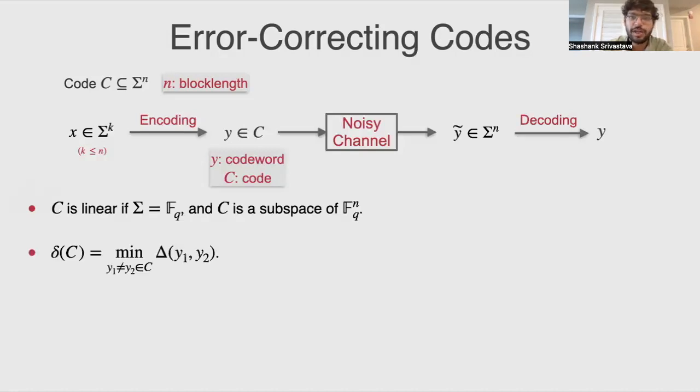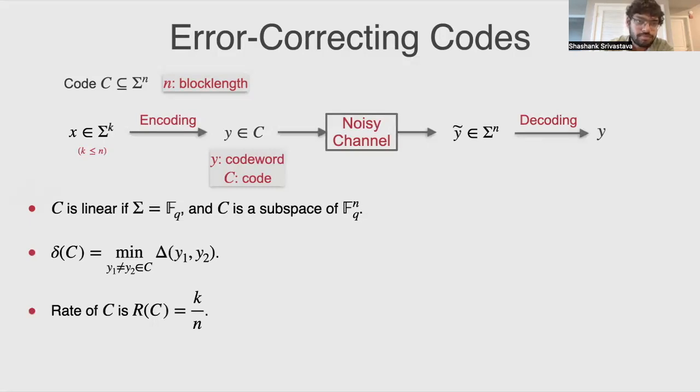The two most important parameters of a code are its rate and distance. The distance is defined as follows: we look at all possible pairs of distinct code words in the code, and the distance is the minimum normalized Hamming distance between them. Throughout this talk, this delta(y1, y2) notation will be used for the normalized Hamming distance. Likewise, the rate of the code is this ratio k over n.